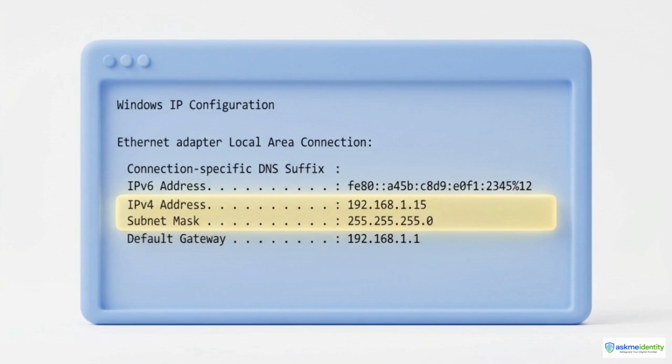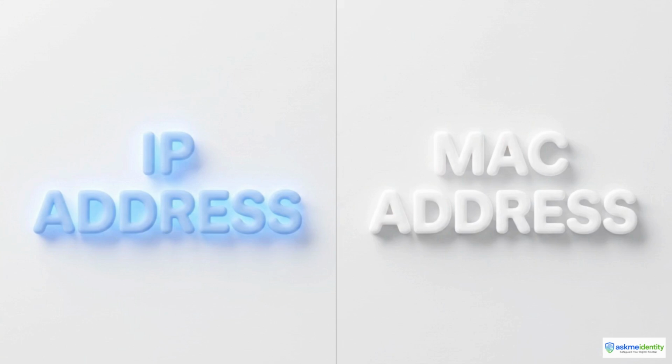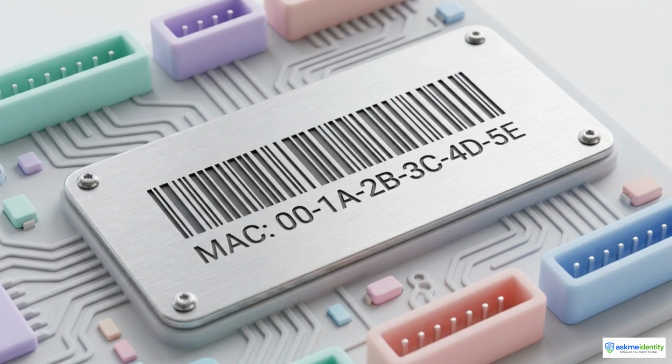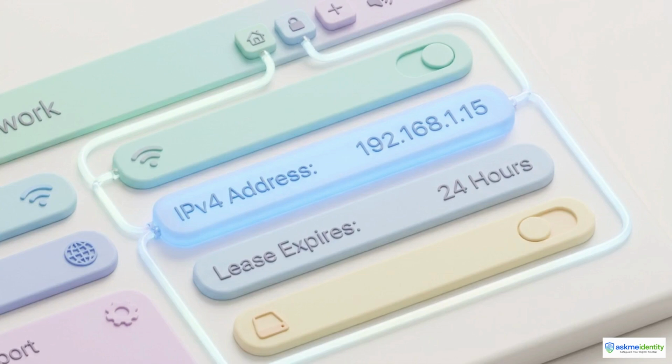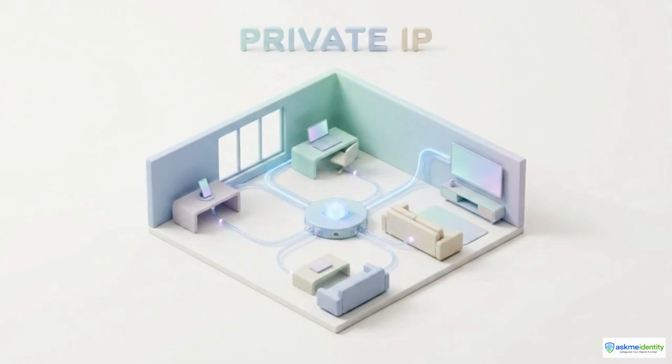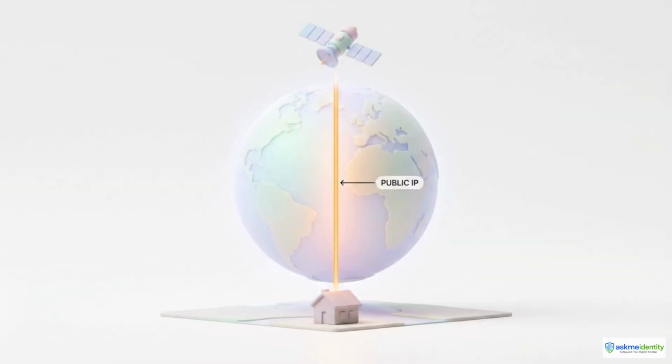In your terminal, type ipconfig if you are on Windows, or ifconfig on a Mac, and look for your IPv4 address. This address is different from your MAC address. A MAC address is a permanent physical identifier stamped onto your hardware at the factory. An IP address is temporary. It is simply a logical network location assigned to you for this specific session. The number you are looking at is a private IP. It is used strictly for internal communication among devices in your home or office. It is completely different from your public IP, which is the singular address visible to the broader internet.